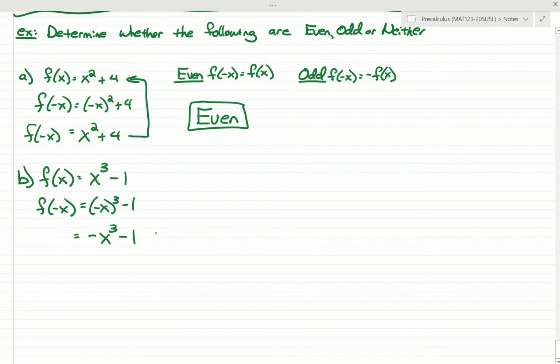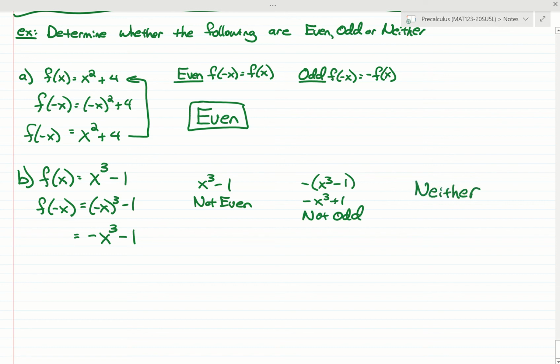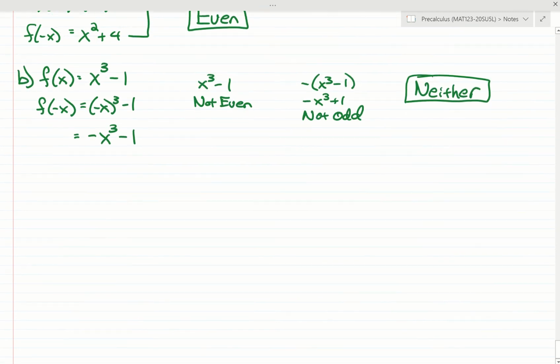Well, it's not the same thing, so it's not even. If it was even, it'd be x to the third minus 1. If it was odd, we would get the opposite of x to the third minus 1, or negative x to the third plus 1. So it's not odd. So if it's not even and it's not odd, we would say that this is an example of a neither. It's not even or odd. And we'll do one more.